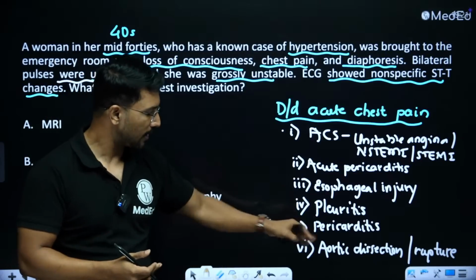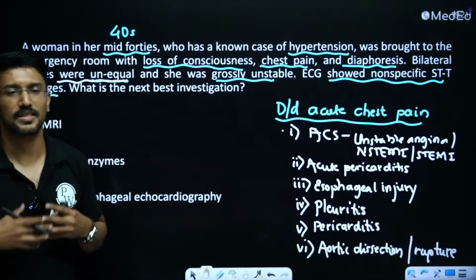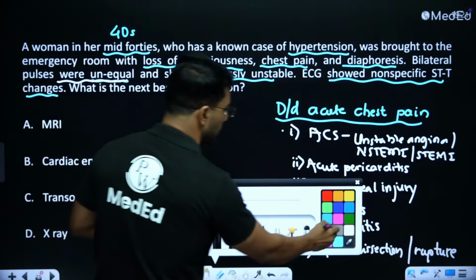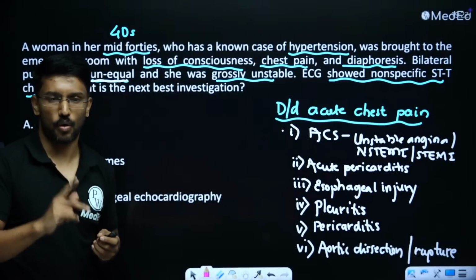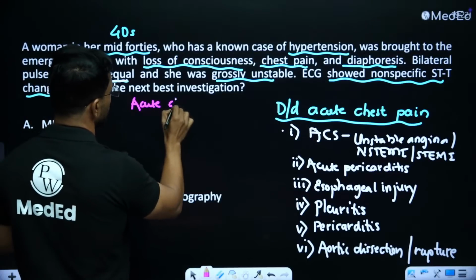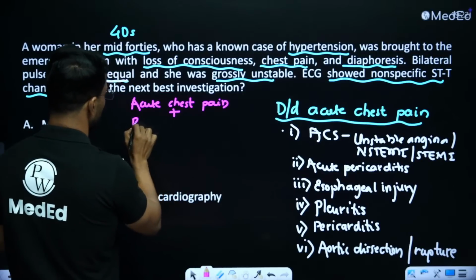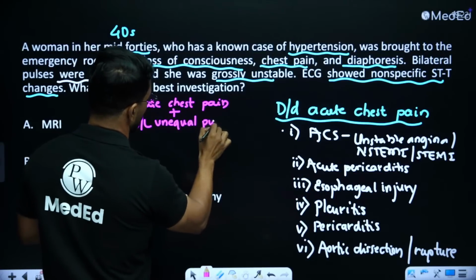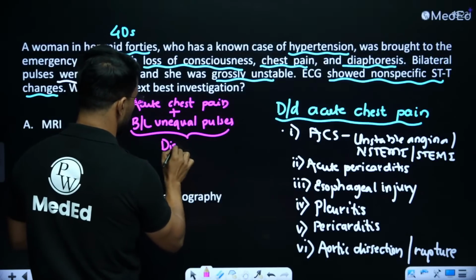Pleuritis? No. Pericarditis? No. So what are we leaning towards? We are leaning towards aortic dissection. So when there is dissection of aorta, I can have bilateral unequal pulse. So for all your NEET PG questions, whenever they mention, and I'm talking about acute condition, not chronic, if there is acute chest pain plus bilaterally unequal pulses, think of it as dissection of aorta.